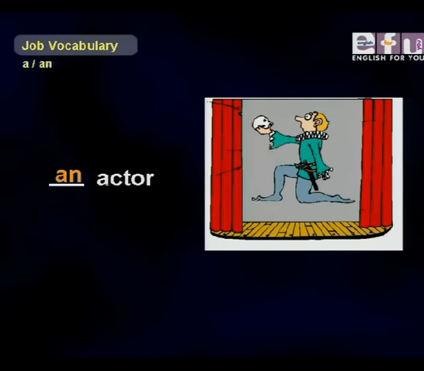All right? Now, the second question is the same. What do you do? I'm a or an. So if you ask, what is your job? We can put in the answer for me. What is your job? I'm a teacher.